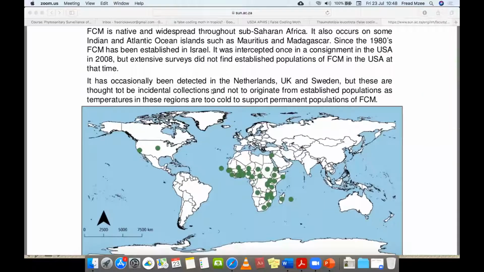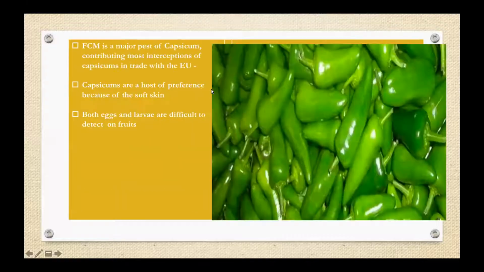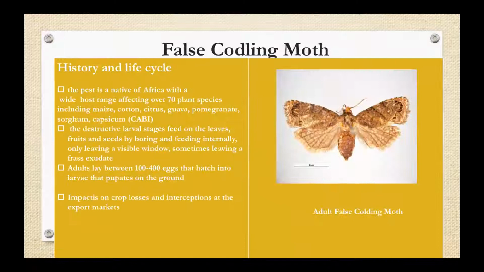Are you able to take us back to the slide for false codling moth where it had the wingspan spread? I think it was just at the beginning of the presentation. Okay, in a second. There we go. This. Yes. Emma, yeah. Okay. Yes.